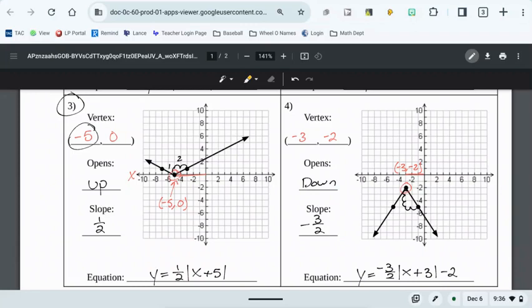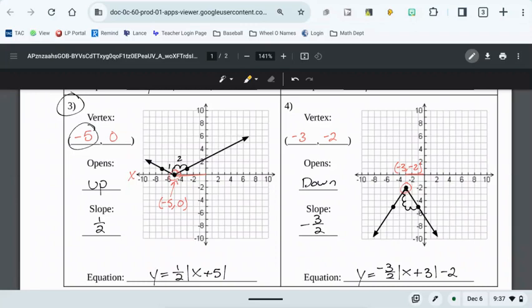All right, welcome back. Let's take a look at example number 4. So as you can see, I've circled our vertex, which is the highest point this time because it's a downward facing graph. So our vertex is -3, -2, and then our graph opens facing down. And as you can see, for our rise over run, we have to count down 3 and to the right 2. Our slope is -3 over 2.